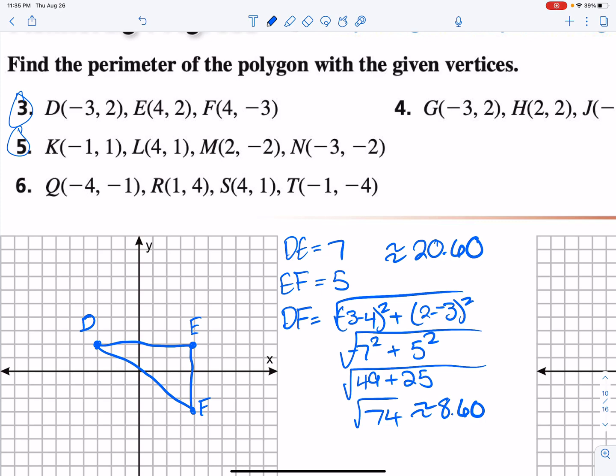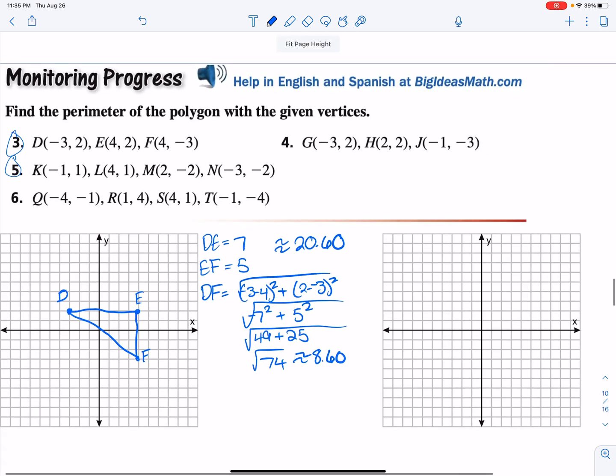Okay, and then the other one I'm going to do, just like I said, for the sake of time, we'll do number 5. So -1, 1 is right here. That's K. 4, 1. L. 2, -2. So 2, -2. That's M. And then -3, -2. Oh, that's right here.